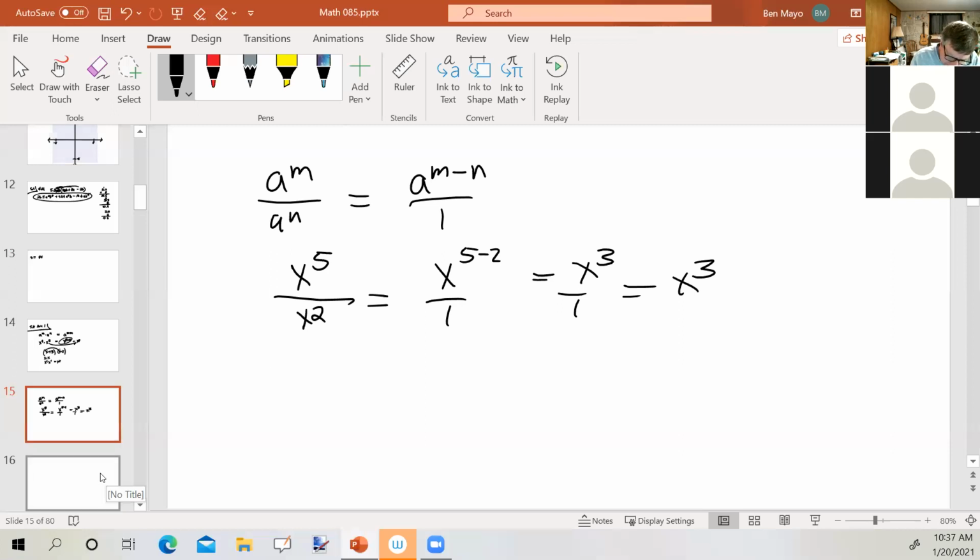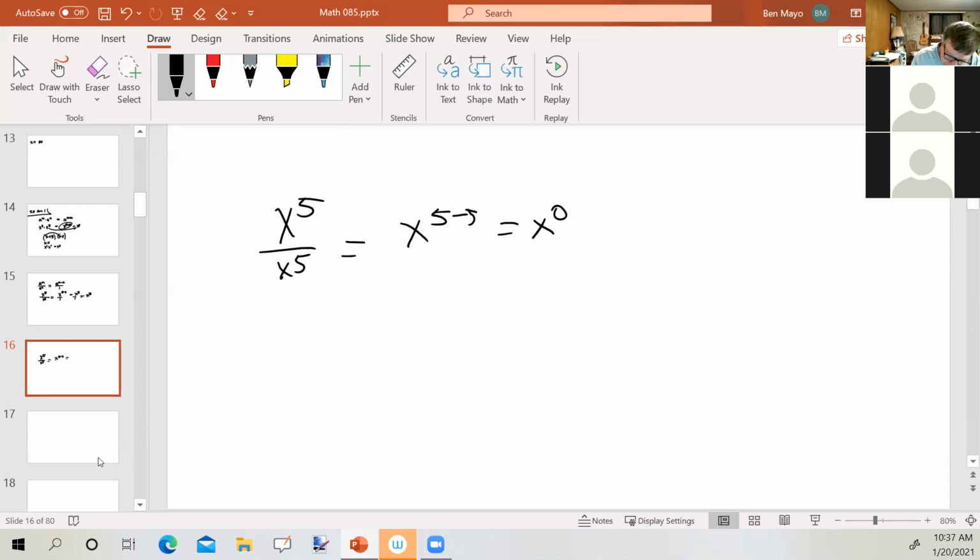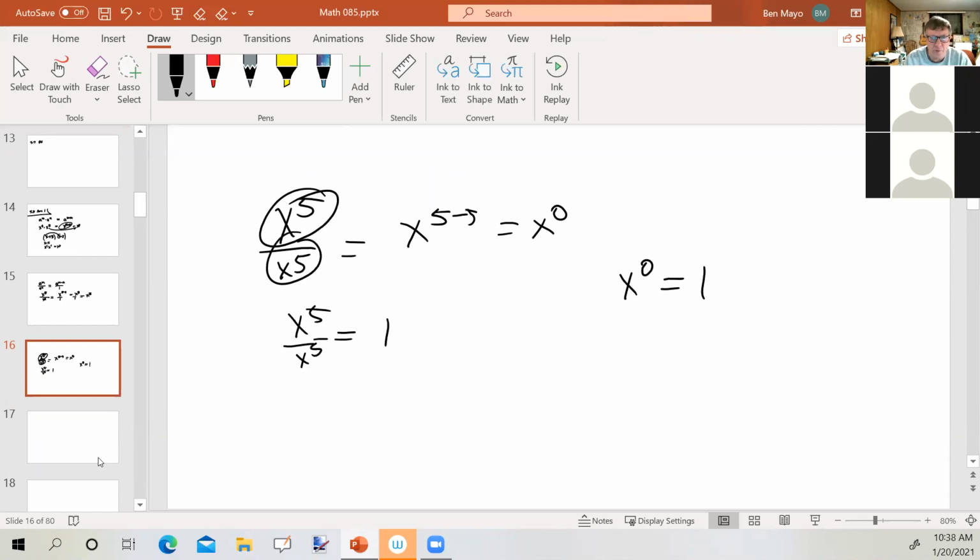Now, let's say we've got something like this. We've got x to the 5th over x to the 5th. Well, that would be x to the 0 power. But wouldn't a number divided by itself also equal 1? And that brings us to a number raised to the 0 power equals 1. So that's another review from section 5.2.